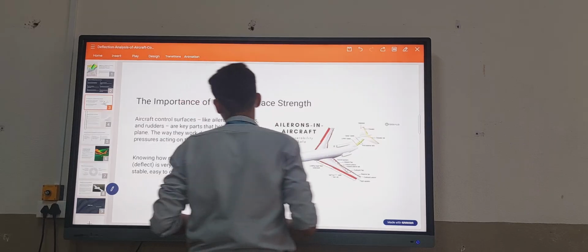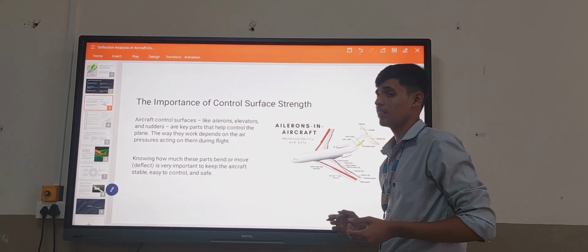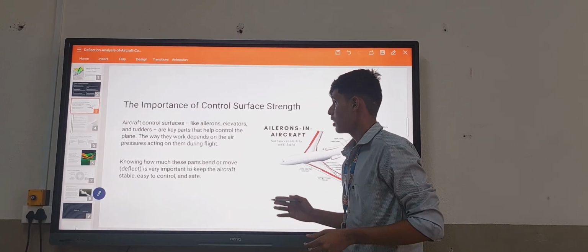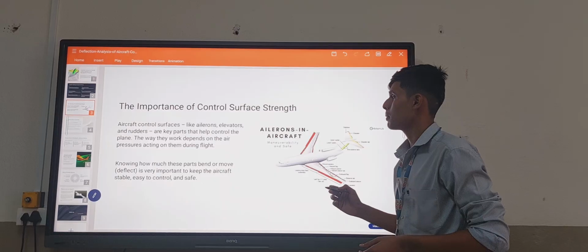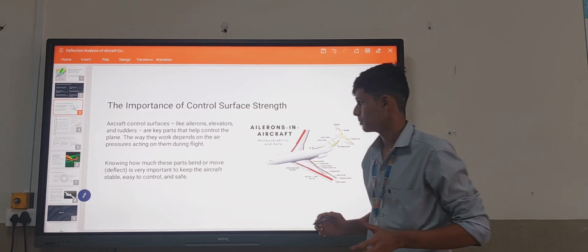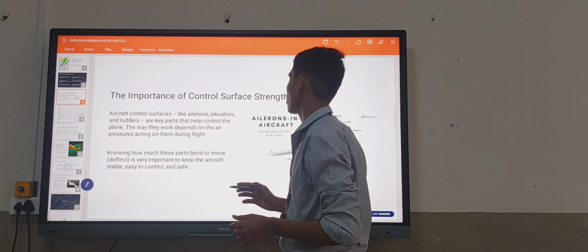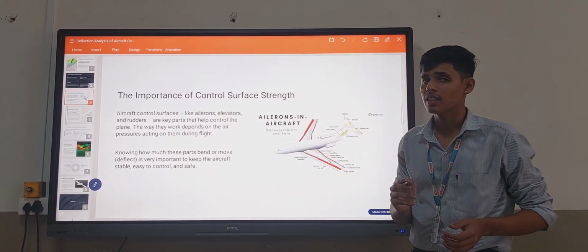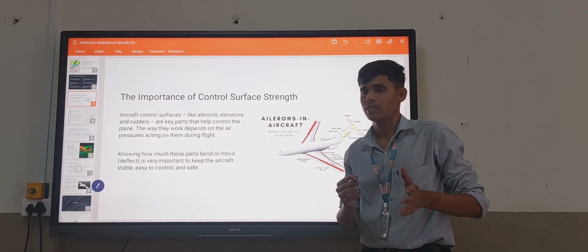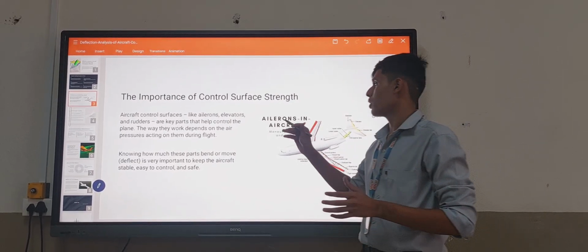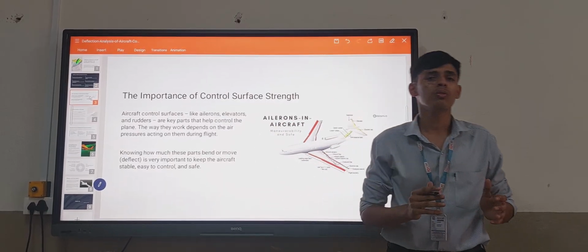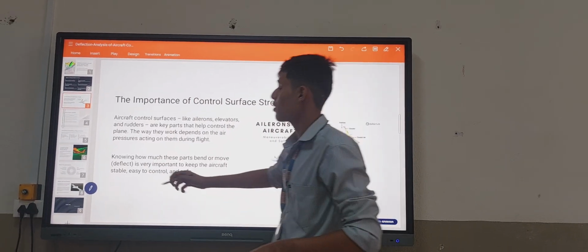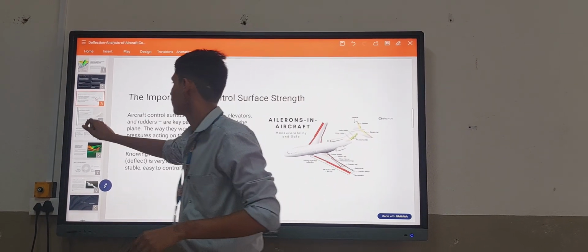Aircraft control surfaces, like the ailerons, elevators and rudders, are the key parts that help to control the plane. This depends on the air pressure acting on them during flight. How much this part bends or moves, or deflects, is very important to keep the aircraft stable and easy to move. With the help of control surfaces, the airplane moves very smoothly and easily during flight.